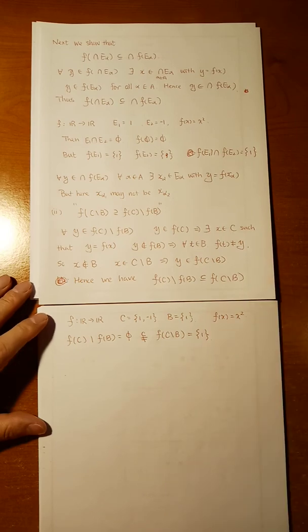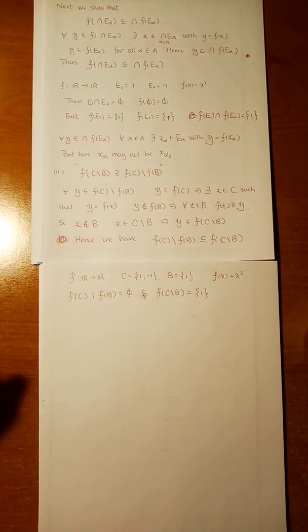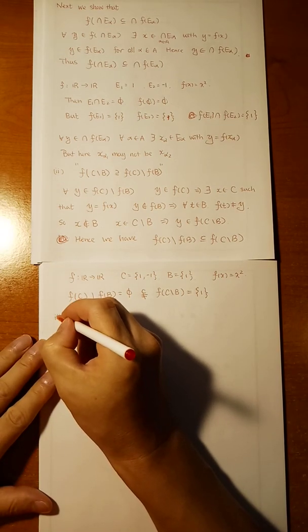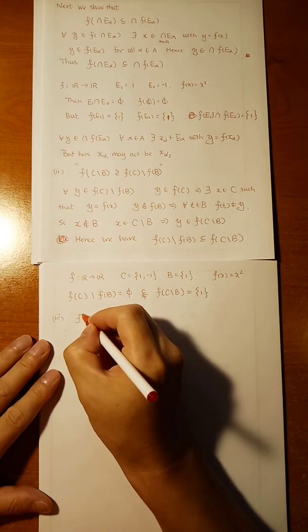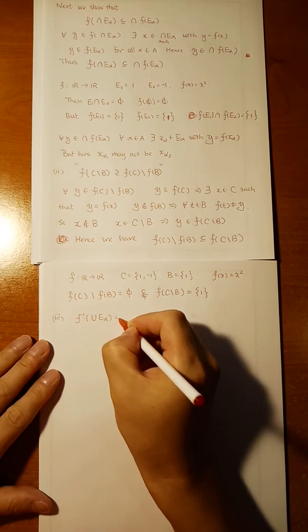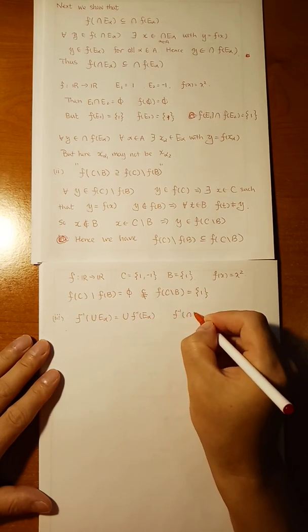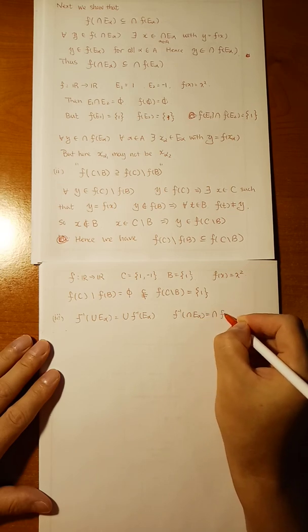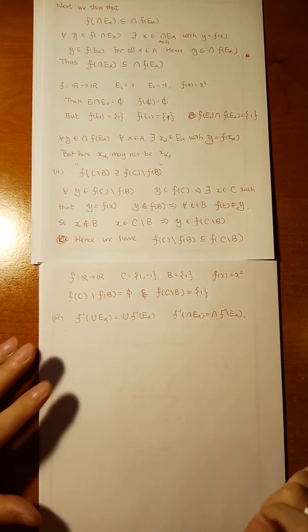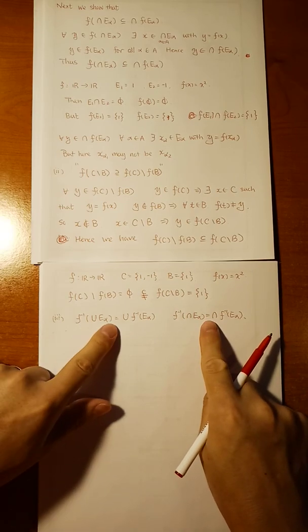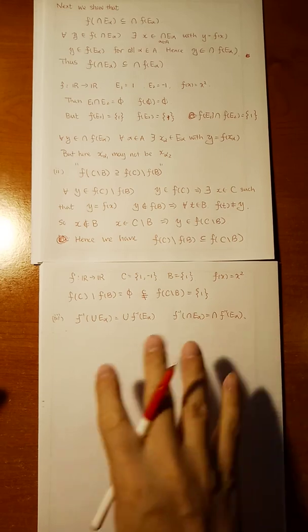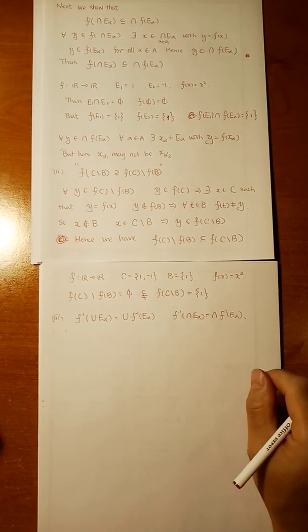All right, so it's the proof for the second part. Now let's see the proof of the third part. For the inverse image of a set, for the union and intersection, they're both equality.